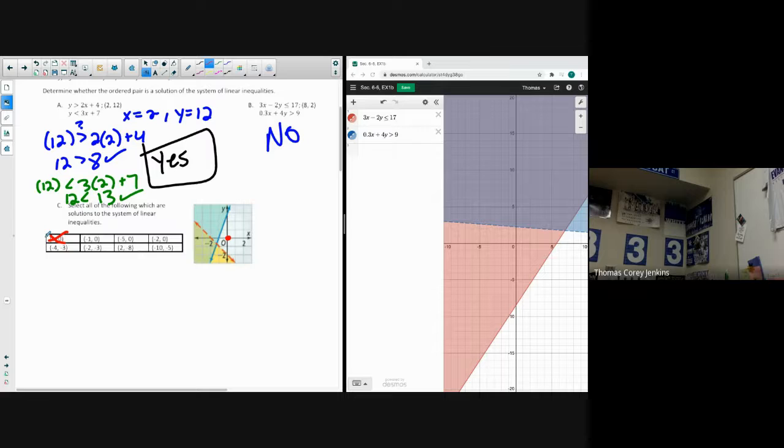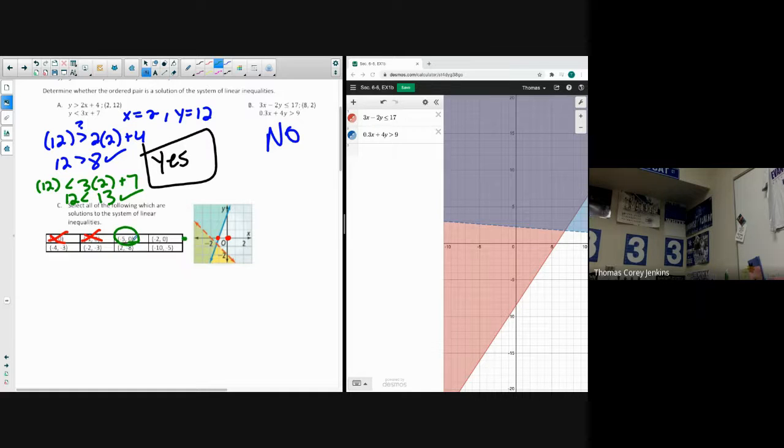(-1, 0). So that would be right there. So that is a solution to this one, but it's not a solution to this one. So since it's not for both, that's a no as well. (-5, 0). So that'd be 1, 2, 3, 4 over here somewhere. That would be in the double shaded region, which is this green part, which is the intersection of yellow and blue, right? So that would be a yes.